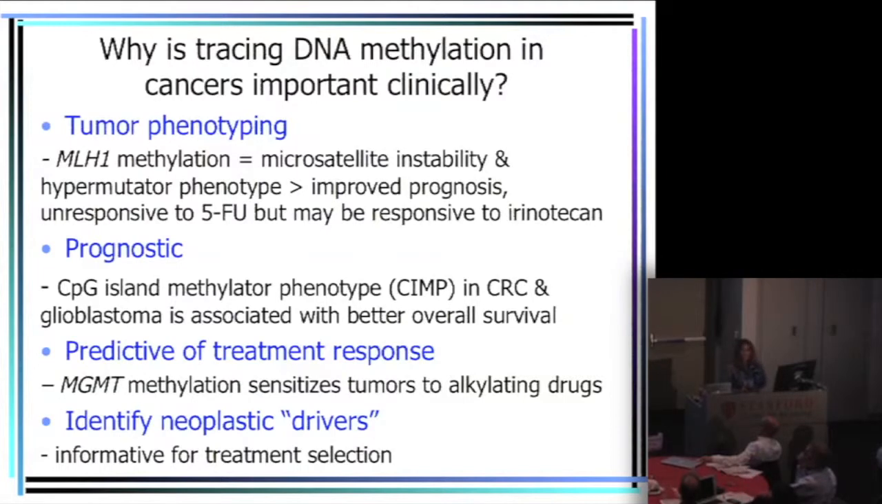Methylation profiling can also be prognostic. Prime examples are the CpG island methylated phenotype, both in colorectal cancer and glioblastoma, where they're associated with lower stage and better overall survival. It involves hundreds of genes, but you can use just select panels, or in the case of G-CIMP for glioblastoma, look at IDH1 mutation, and you'll get the marker for this phenotype. Predictive of treatment response, MGMT methylation serves as the classic example because this sensitizes tumors to alkylating drugs, something I'll describe in a moment.